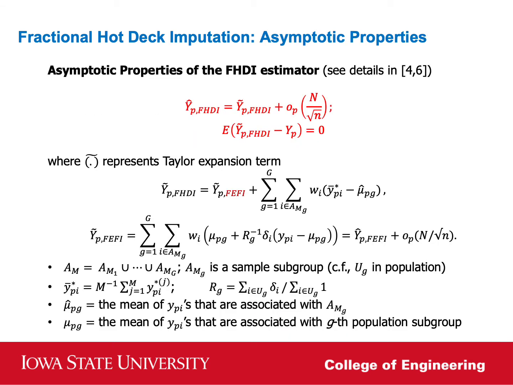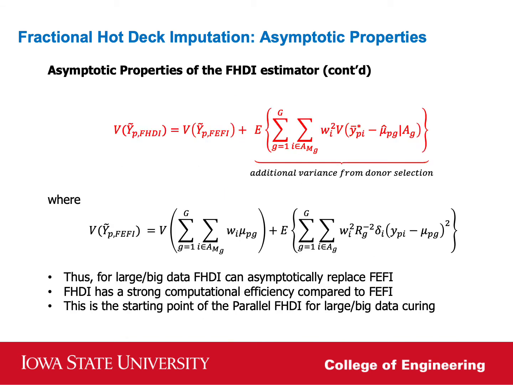Theoretically, as I said, FEFI is unbiased and uses all possible donors, but FHDI randomly selects them. But as the data set increases, we have a good asymptotic property. That means FHDI can successfully mimic the accuracy and efficiency of FEFI. So this is a very good power for large or big data curing.